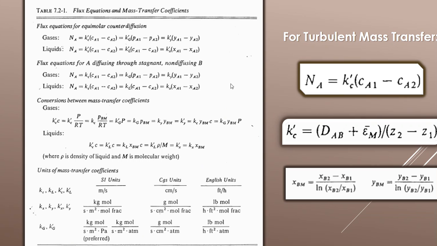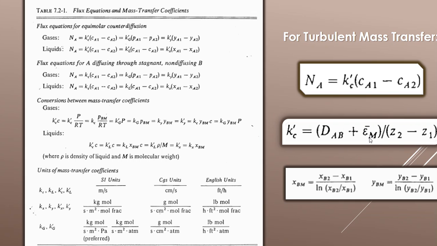Now, for turbulent mass transfer, this is our flux equation. Generally, this is our flux equation, whether we're talking of a liquid or a gas, because if it's a gas, all you have to do is change these concentrations to partial pressure divided by the product of R and the absolute temperature. So, this could be viewed as our main flux equation for turbulent mass transfer. And this K sub C prime will now be the molar diffusivity of A to B plus epsilon sub m, the mass eddy diffusivity, which is in meters squared per second. And this S2 minus S1 is again the length of the diffusion path.